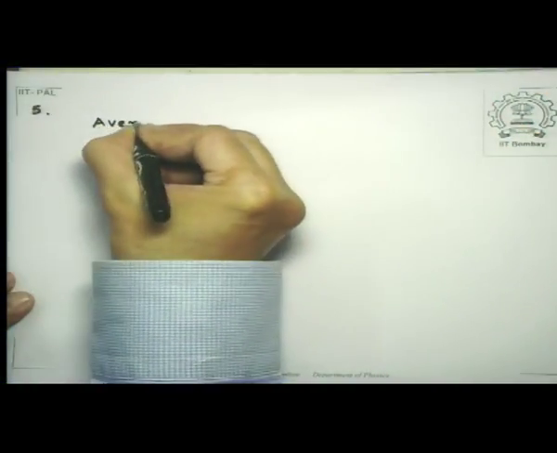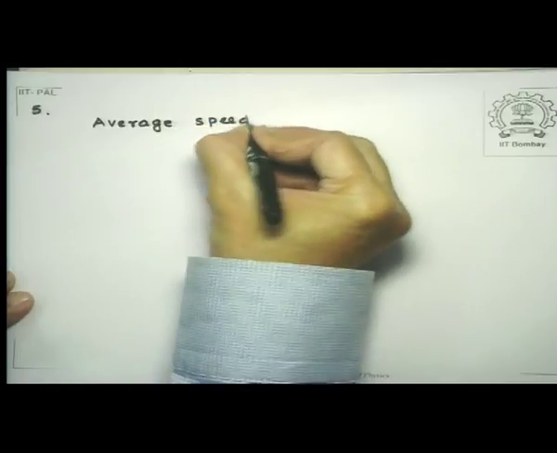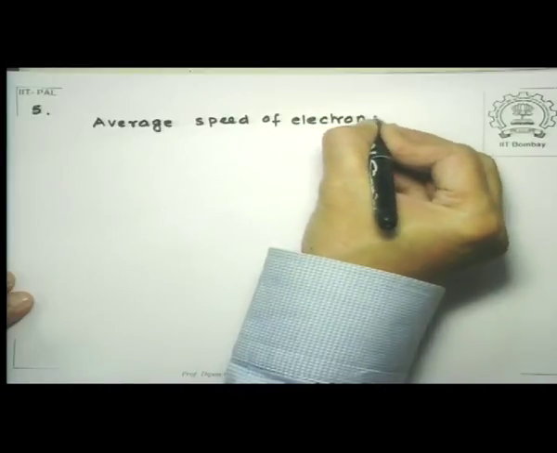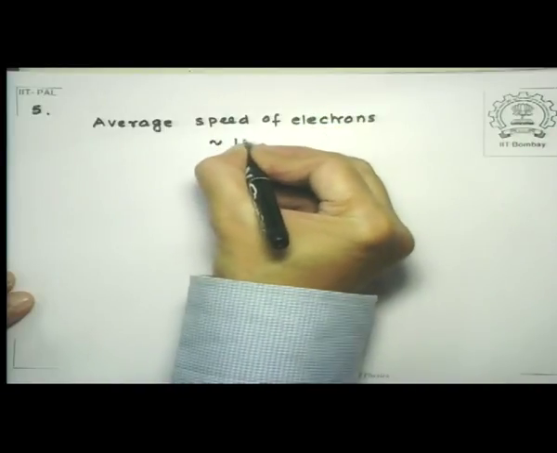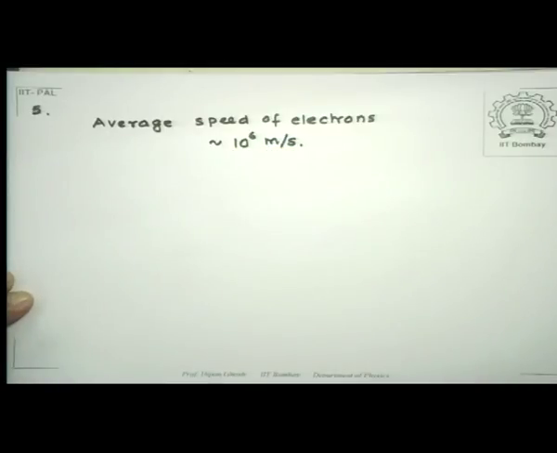The average speed of electrons inside the material is fairly large, about 10 to the power 6 meter per second. That is the speed with which the electrons are moving inside the conductor before they collide. But remember, the average of this, because of their directions being random, is essentially equal to 0.